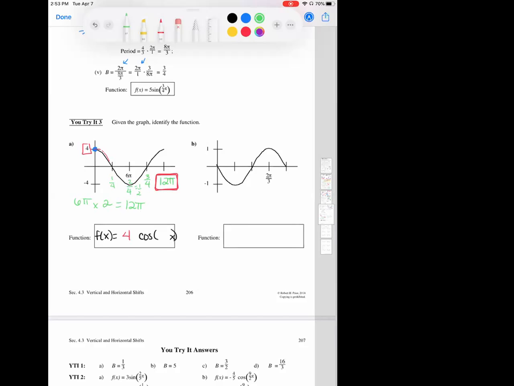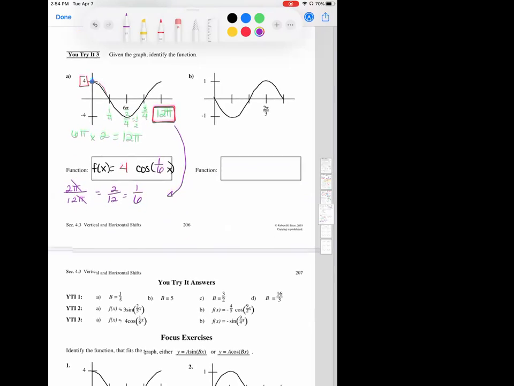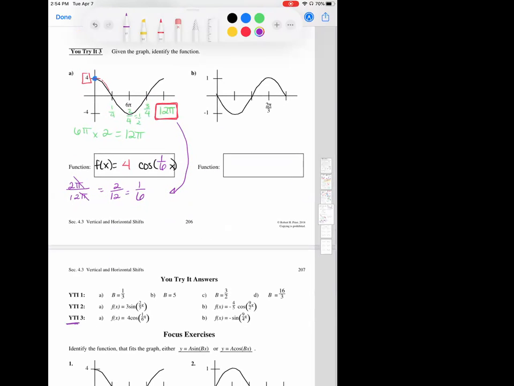Okay, that doesn't really tell us anything for our function, but I can go ahead and take that 12 pi and use that to divide 2 pi by. So I have 2 pi divided by 12 pi. My pi's divide, so we're left with 2 over 12, which is 1/6. So we have 4 cosine of 1/6 x. And we can go ahead and check it, so we have this handy. You try a 3, we have f of x equals 4 cosine of 1/6 x. All right, do you have this for b? Let's go ahead and work it out together.